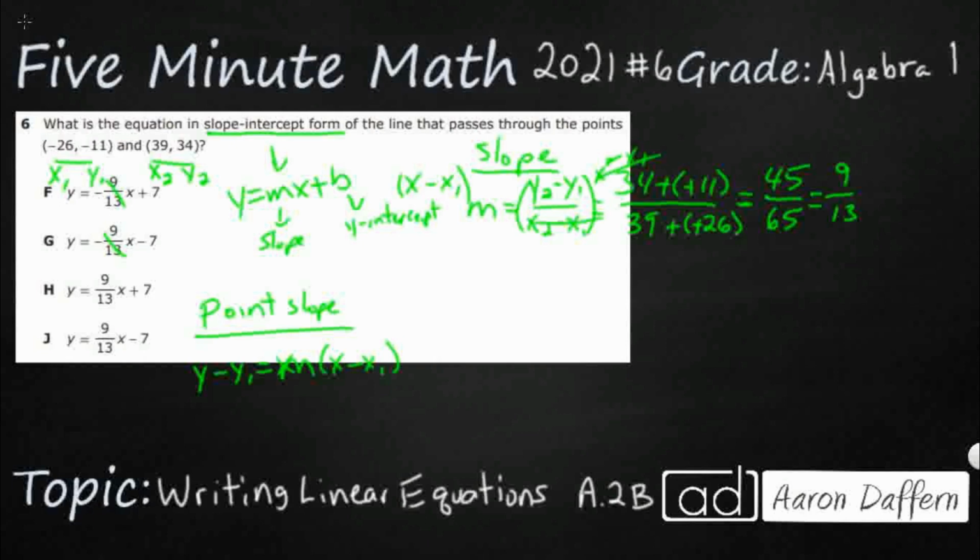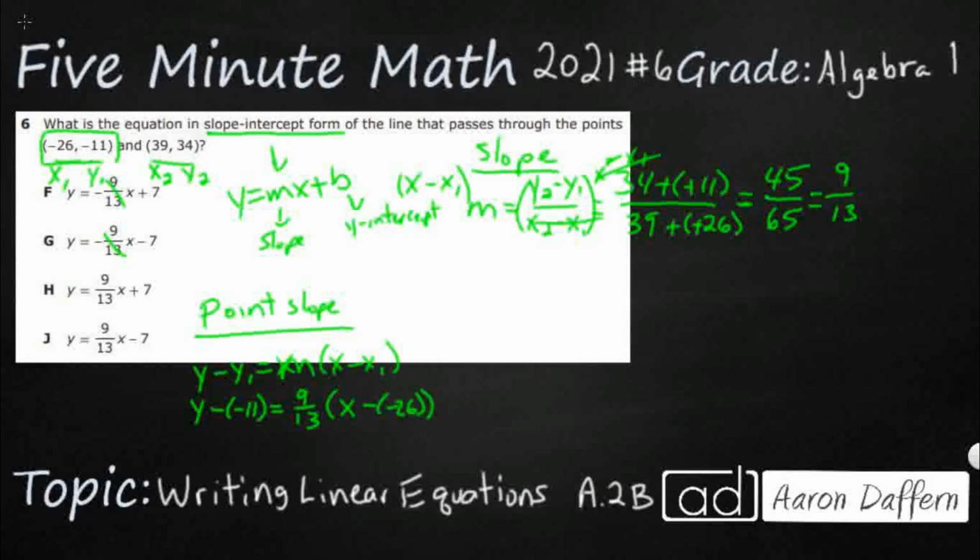So let's use 2 points. It doesn't matter which one we want to do. Let's use this right here, our first one. You can use the other one if you want to. So y minus, and then what is my y1? My y1 is negative 11. So y minus negative 11 equals my slope, remember, is 9/13, times x minus, what is my x1? Negative 26.